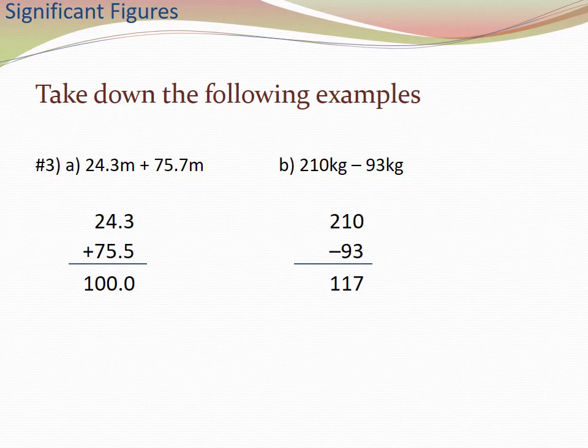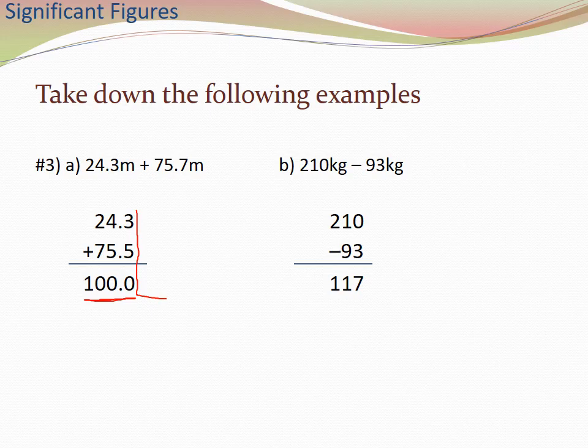If I look at the first example, I have 24.3, which runs out right here. I've got 75.5, which runs out right here. So I'm going to draw my round off line. They're both in the same spot. So my round off line will run down here. And we are keeping everything that's in front, which is 100.0.